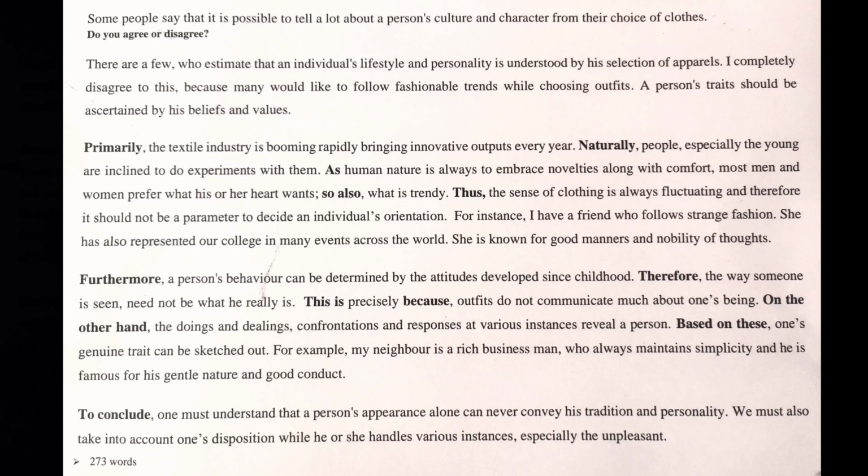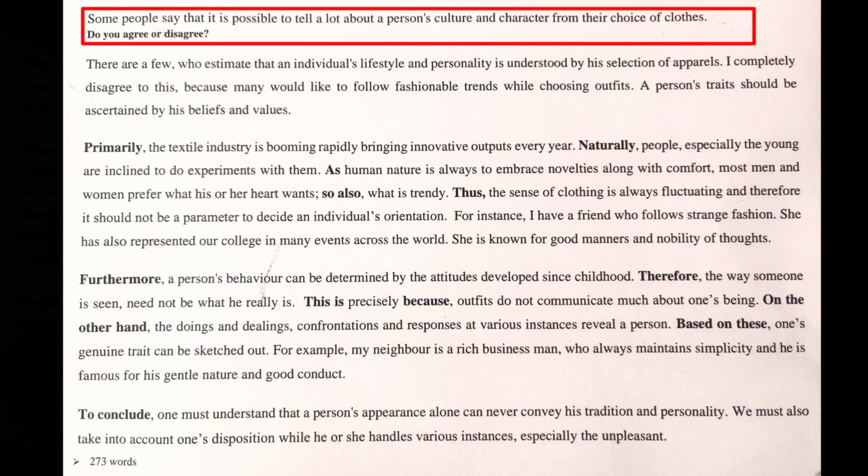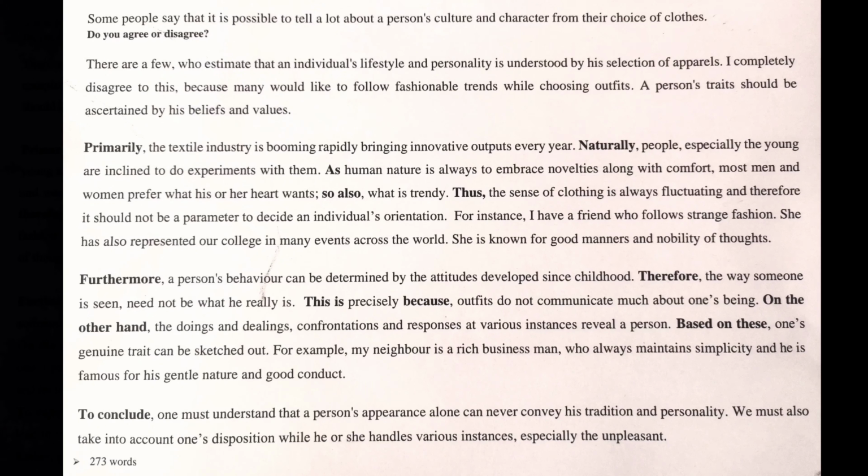Let's get started. Here is the sample essay which I have written, and I'll explain to you step by step how to develop this essay. First, let me read out the topic for you. Some people say that it is possible to tell a lot about a person's culture and character from their choice of clothes. I have already told you that after getting the topic, don't start writing immediately. You read the topic again and again, as many times as possible.